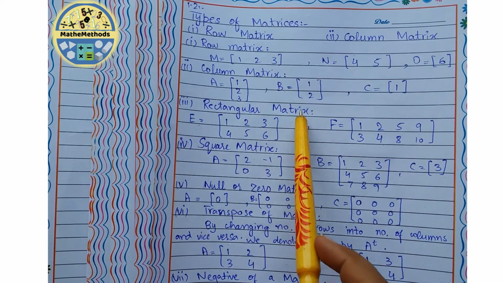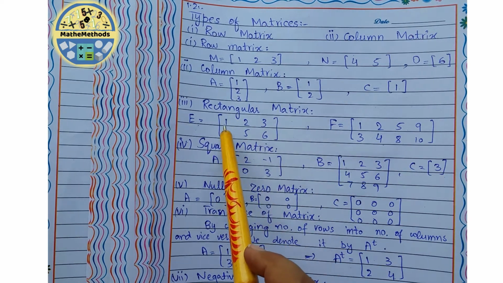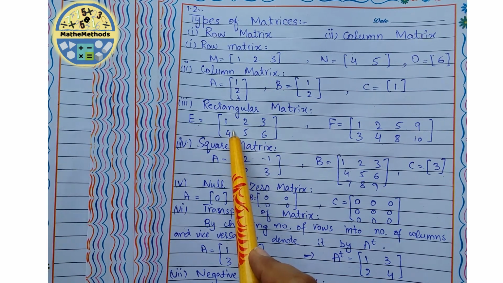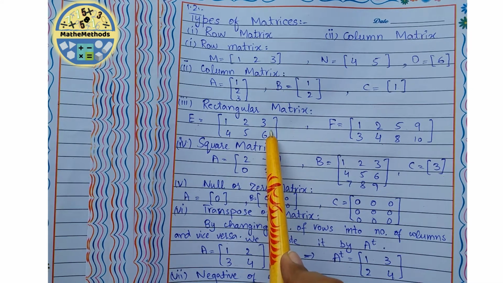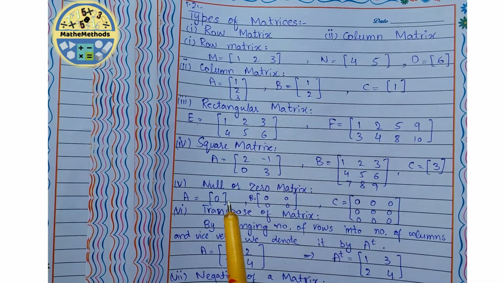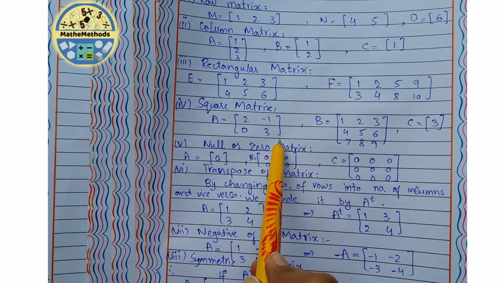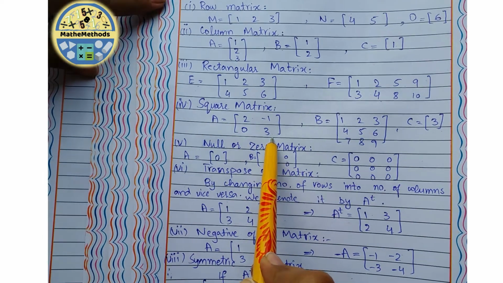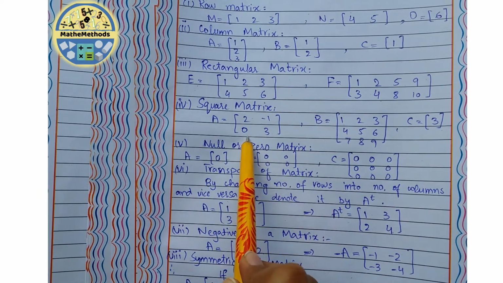Rectangular matrix. For example, we have this matrix, and the number of columns and number of rows are not equal. Then we call this matrix a rectangular matrix. You can see there are 2 rows and 3 columns in this matrix, so we call it a rectangular matrix. Number of rows is not equal to number of columns. Square matrix. The number of rows and the number of columns are equal. For example, A is equal to [2, -1; 0, 3]. You can see there are 2 rows and 2 columns. So this is a square matrix.